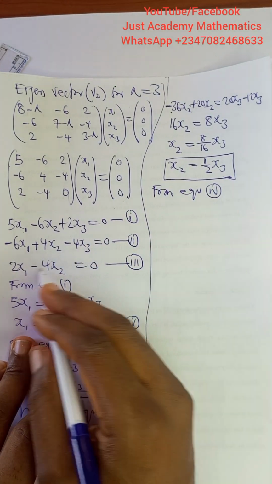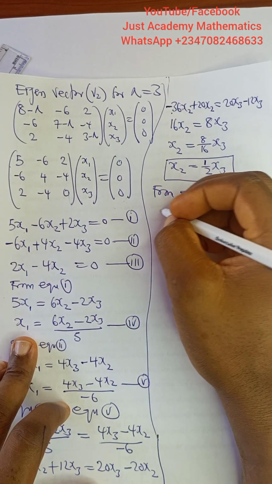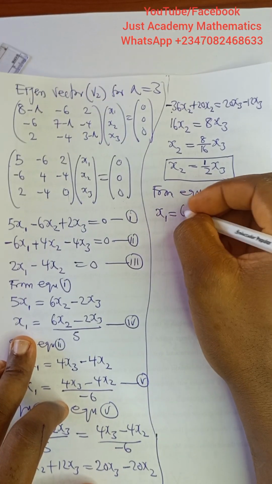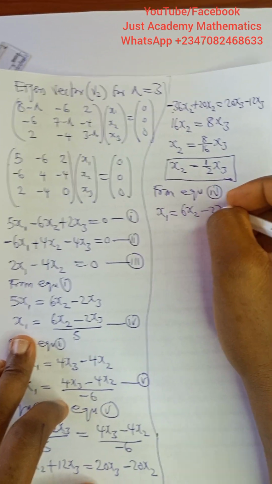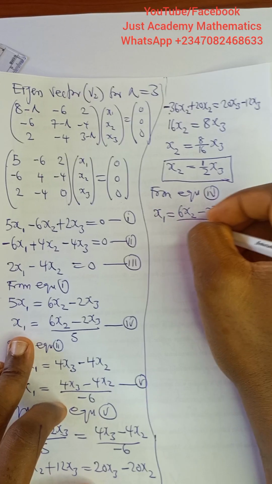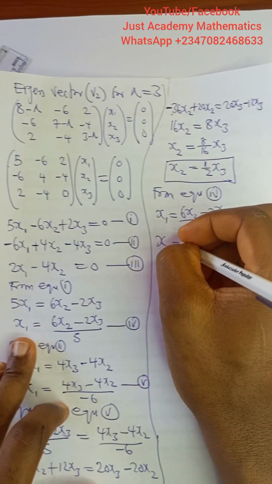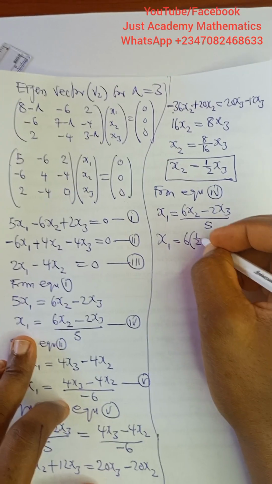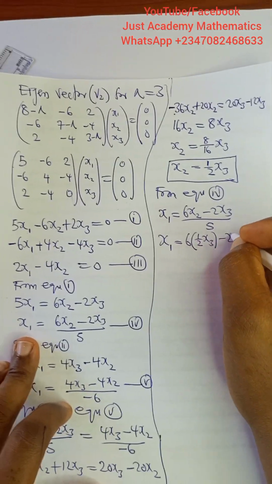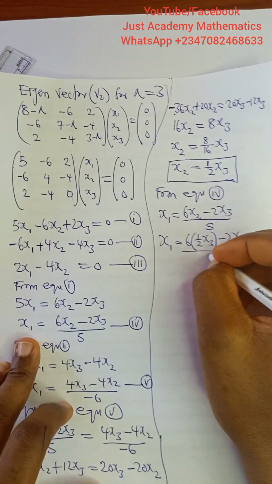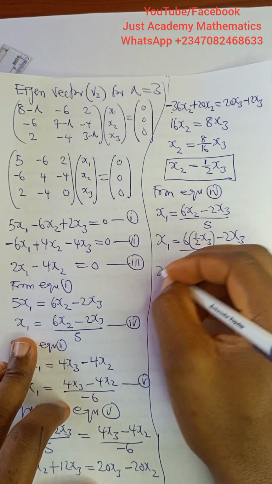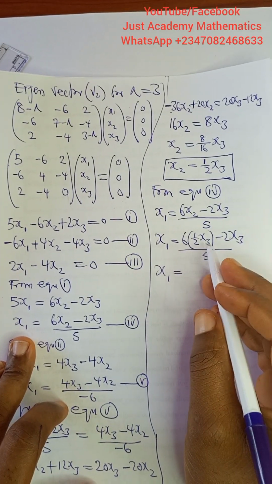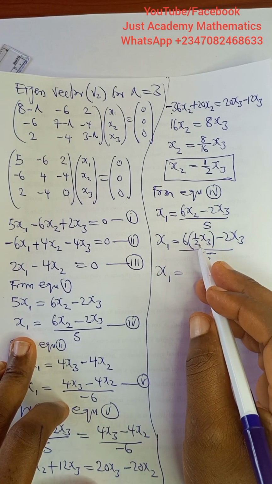Let's go. We'll have finished this instance, but there's no problem. So x1 is equal to 6x2 minus 2x3 over 5. In the place of x2, you put 1 over 2 x3 minus 2x3 over 5. So x1 is equal to, this cancels this, so you have 3.